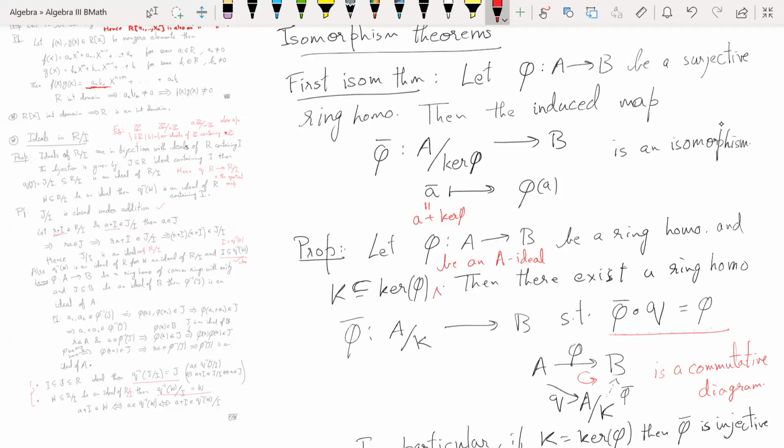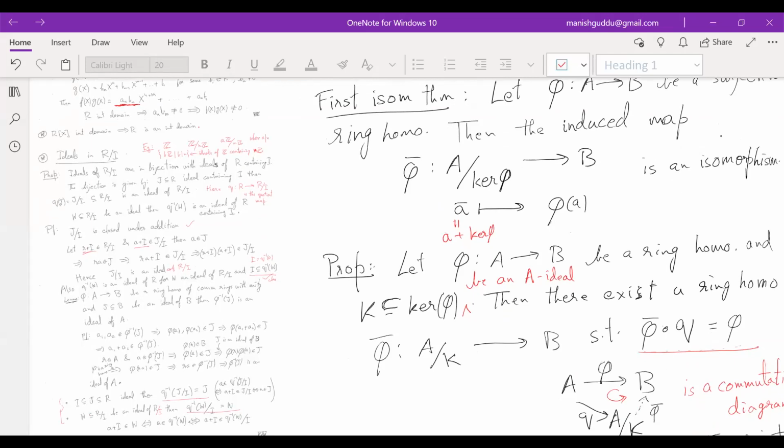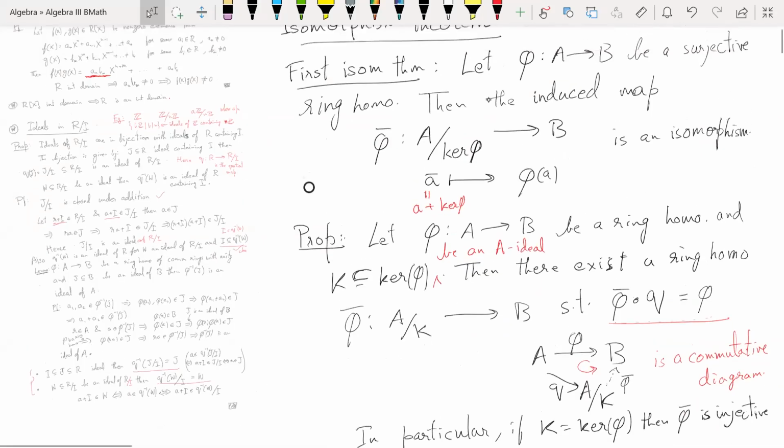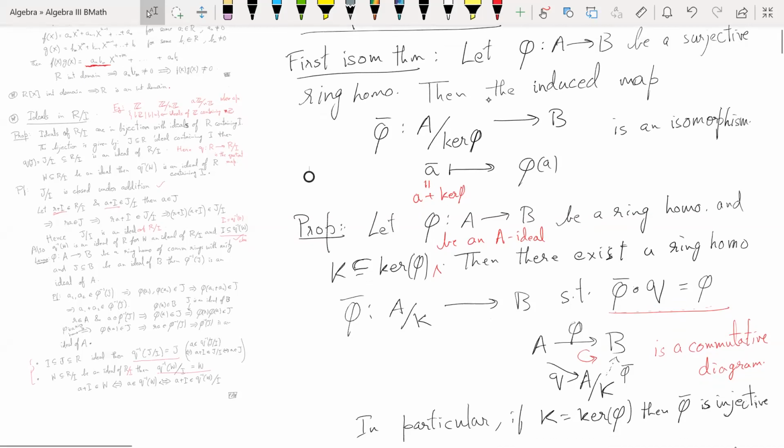Have you seen this statement in the case of groups? The first isomorphism theorem, in group theory? Yes. Okay, good. Then this shouldn't look very unfamiliar. It's just that in group theory you would want K to be a normal subgroup of A, and then this will work. But here you want K to be an ideal of A.